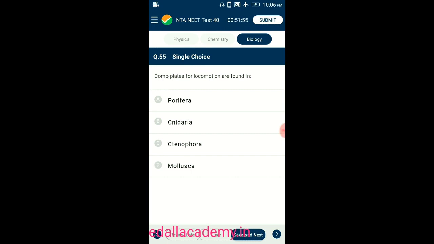Question number 55. Comb plates for locomotion are found in. Ctenophores are characterized by 8 rows of cilia which are used for locomotion. The cilia in each row are arranged to form stacks of combs, also called comb plates. Thus the name Ctenophora comes from a Greek word meaning comb bearer. So the answer for this question is option C, Ctenophora. Comb plates for locomotion are found in Ctenophores.